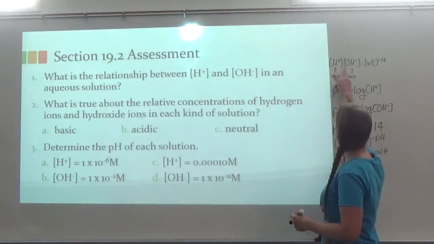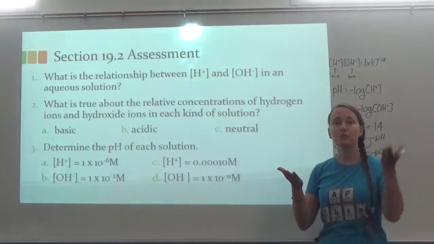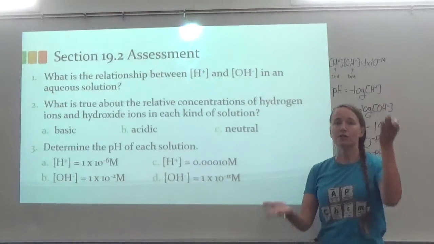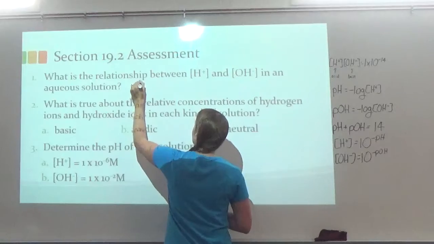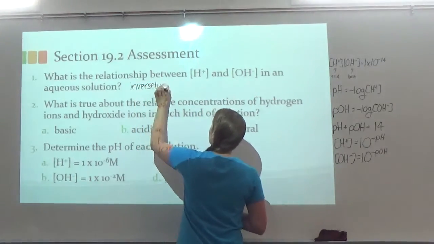So it says, what is the relationship between H plus and OH minus in an aqueous solution? Well, remember, because the product of the two always has to be the same number, as one goes up, the other goes down. So what is that relationship? That's an inverse relationship. So they're inversely proportional.